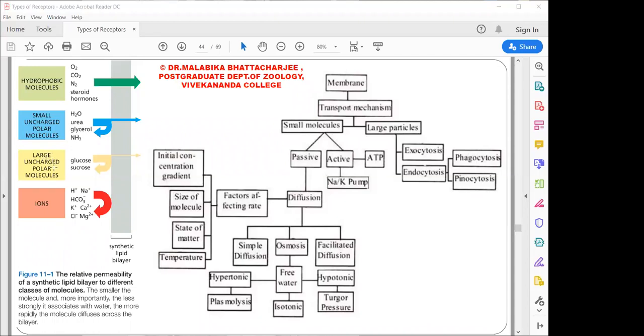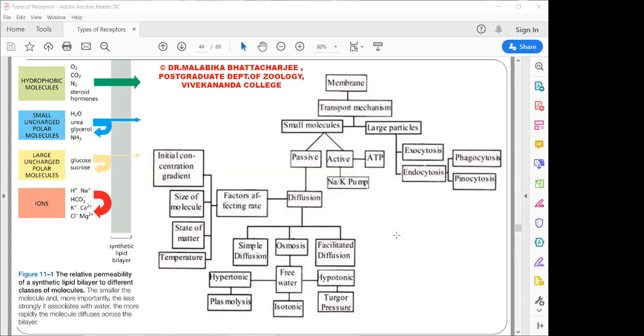Next, large uncharged polar molecules. That includes glucose and sucrose. However, glucose can also move very easily through the membrane, but it has a transporter. And then come ions. Ions move through the membrane via the ion channels. So these are the basic four categories of molecules that are observed to move through the membrane.